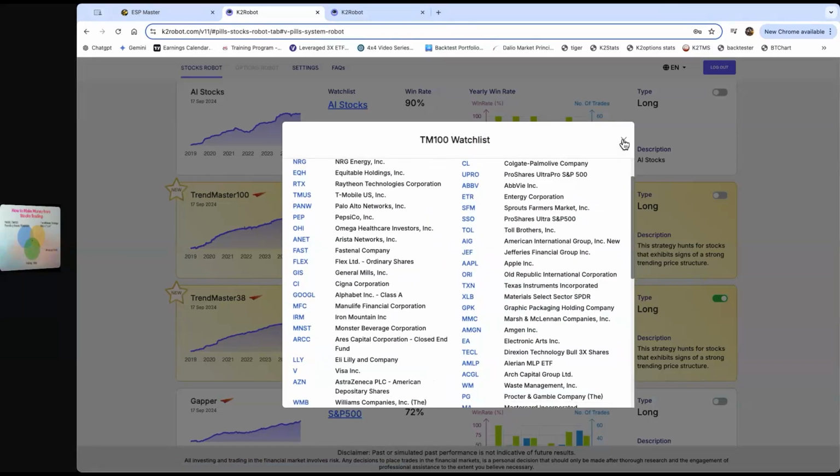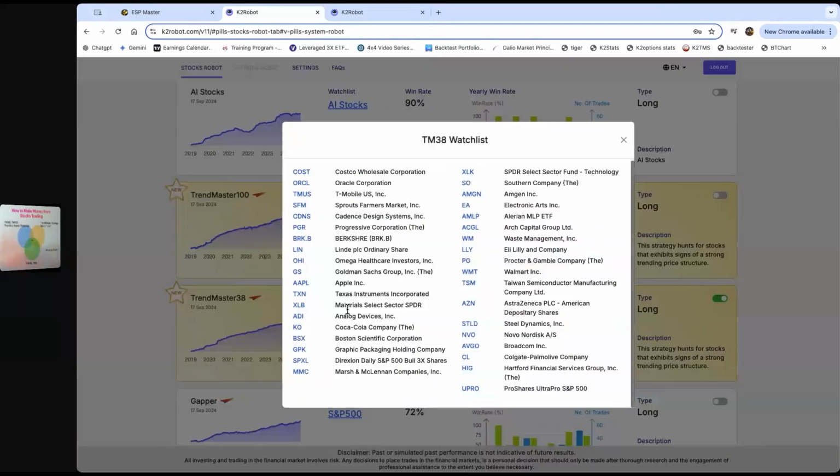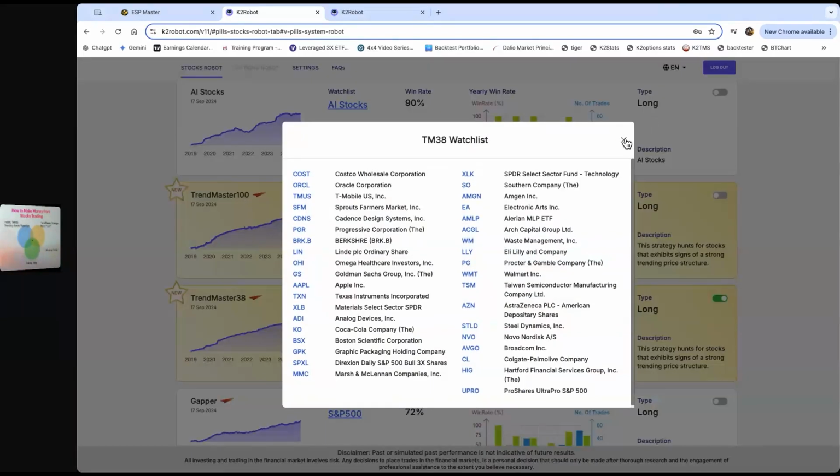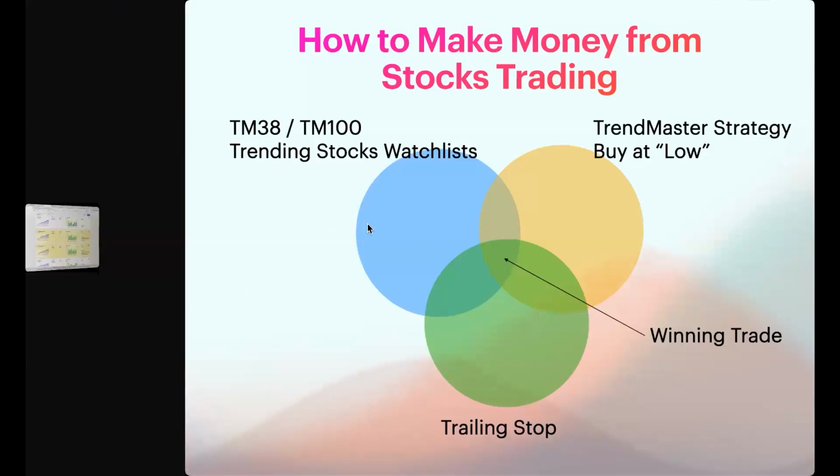This list is updated every year. Annually, it will be updated, so that every year you're using a fresh list of stocks that are trending powerfully. The P percentage is green color. So this is this criteria. Remember, only TM100, TM38 can satisfy this need.